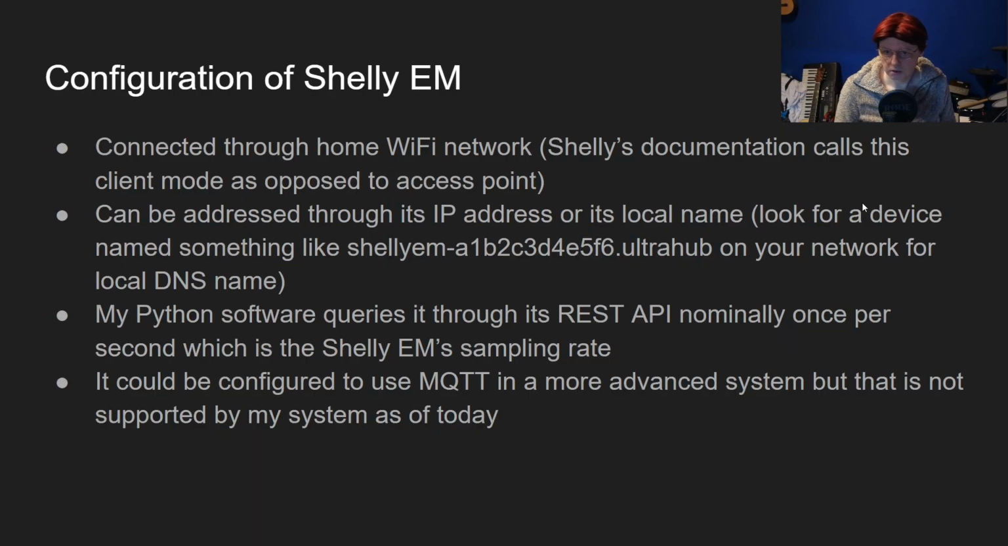So how to configure this? Well, when you've got your Shelly EM, you're going to want it to connect through your home Wi-Fi network. Shelly themselves have the documentation that allows you to set that up. You're going to need to address it through its IP address or its local name, whatever that happens to be. And it's going to be something along the lines of Shelly EM dash with a bunch of hexadecimal digits. After that, Ultra Hub happens to be the domain of my local network.